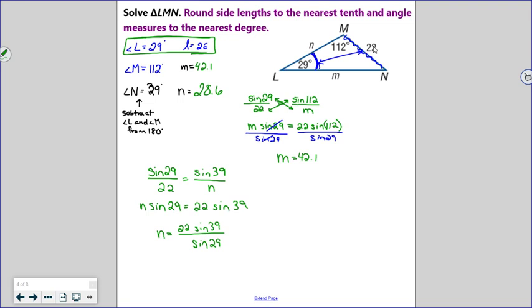Again, it can't tell me that 28.6 is the right answer, but it's at least an appropriate answer because it was the middle of the three side lengths and the middle of the three angle measures. Okay? Any questions on that?